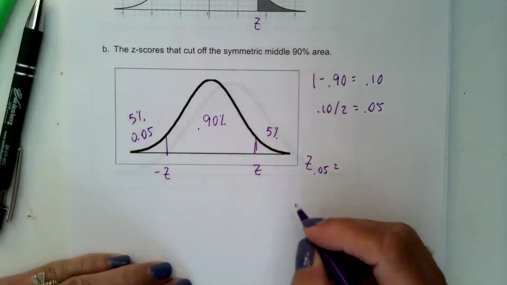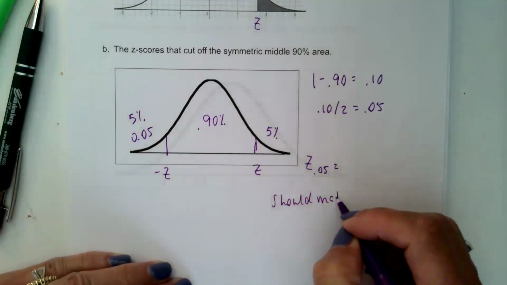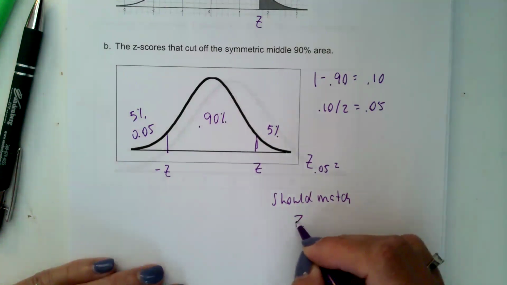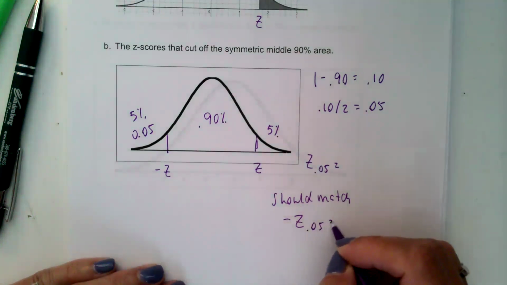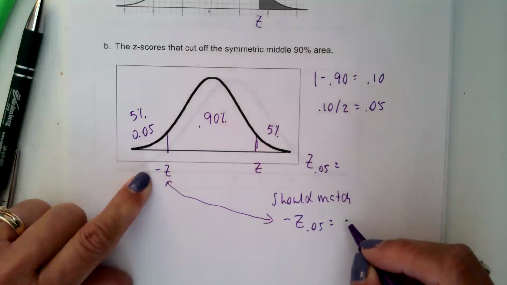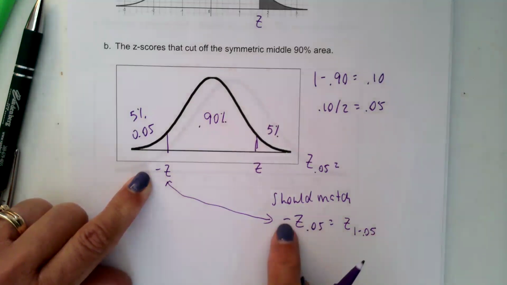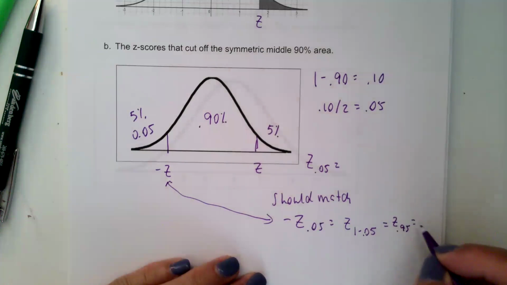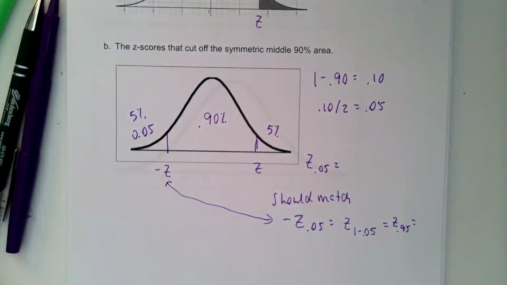So I could say z of 0.05, which should match the negative z of 0.05, which would be the one over here, which is going to be the same as z of 1 minus 0.05. Because remember, when it's a negative z, we have to do the complement. So it's really z of 0.95. They should be symmetric, just opposite negatives of each other. So let's go check it out in Alex.